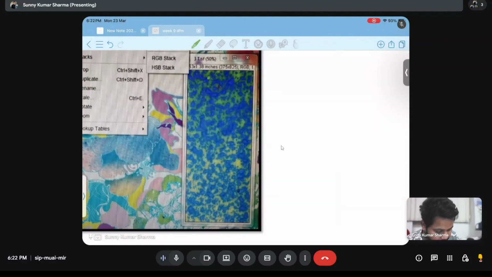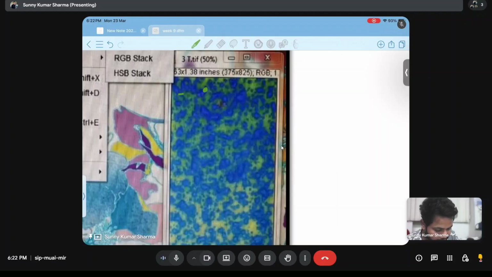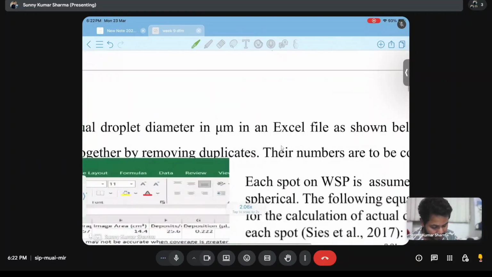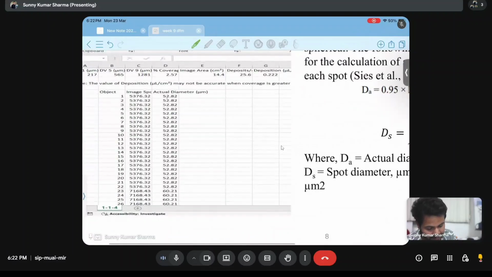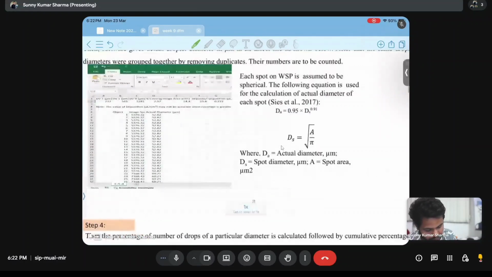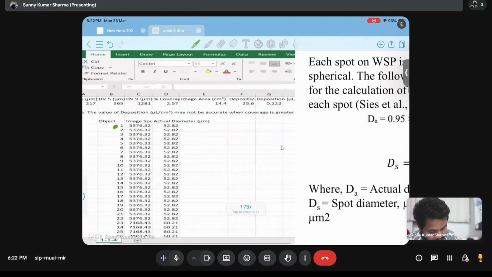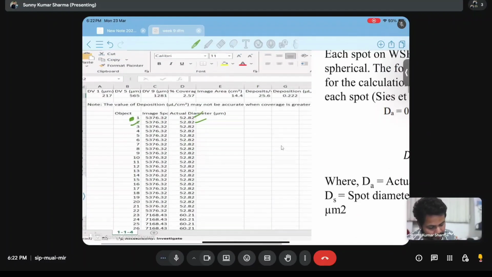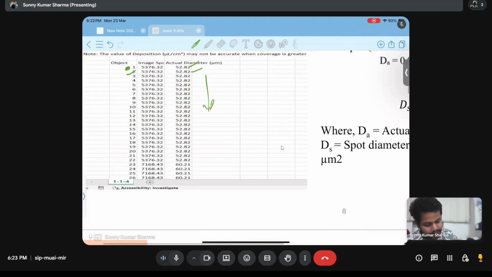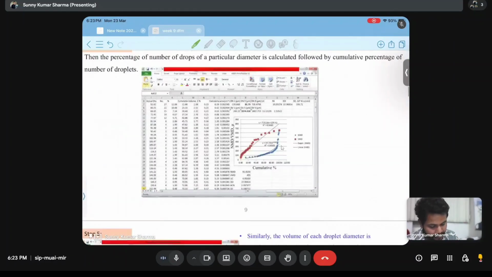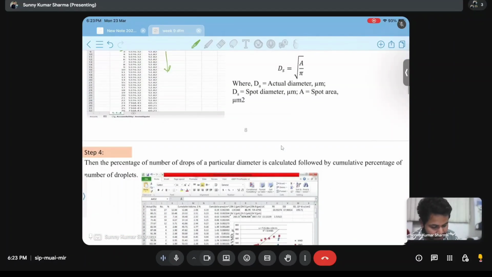suppose this is one droplet, it will tell that at this spot this is one diameter, meaning it will tell the spot number, and it will tell the actual diameter. So it will tell that one droplet is there with this diameter, another droplet with this diameter. All the actual diameters will be shown by this software in increasing order. This is the work of the software.